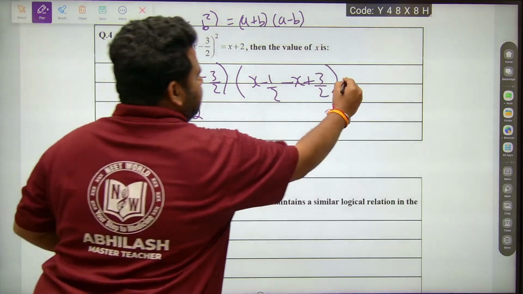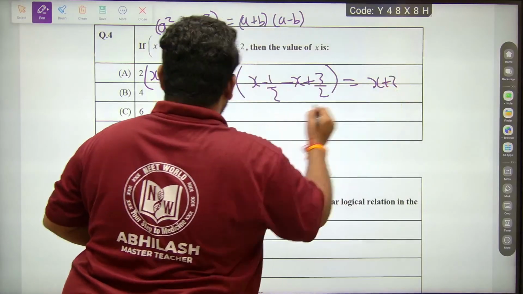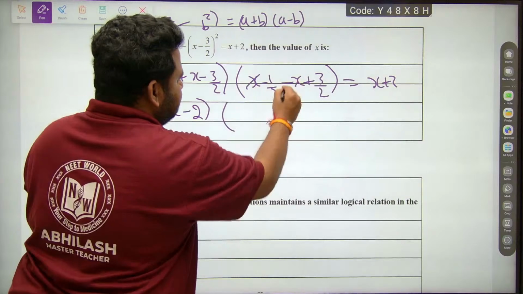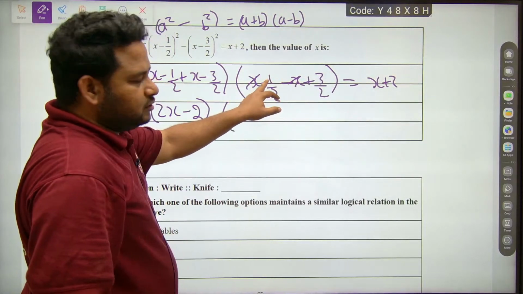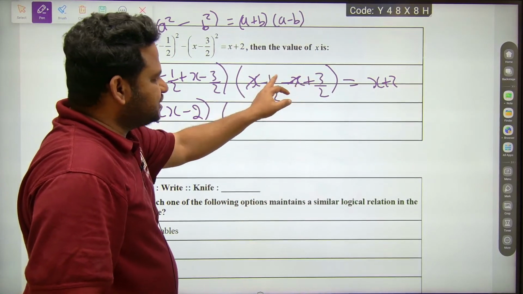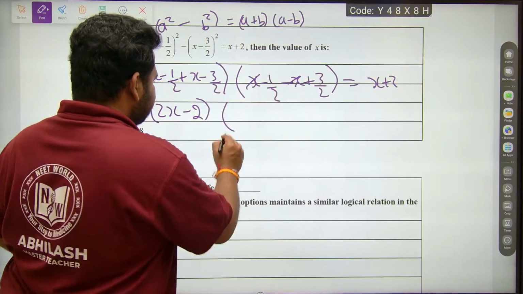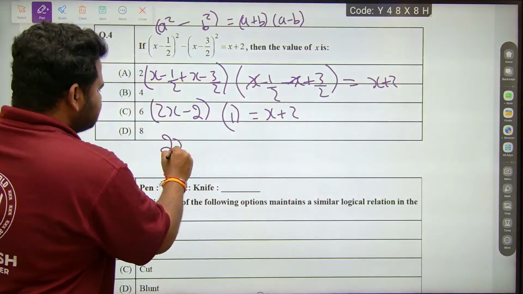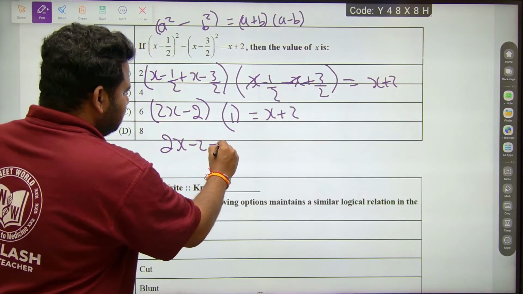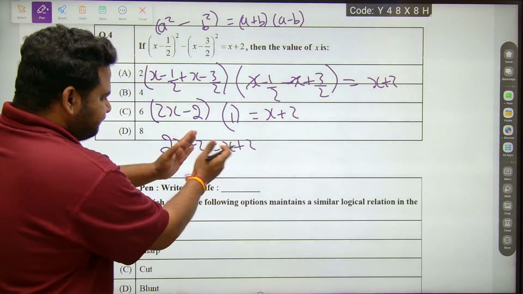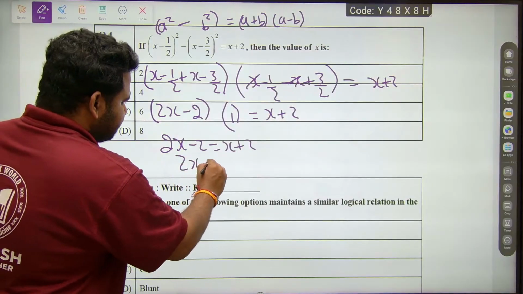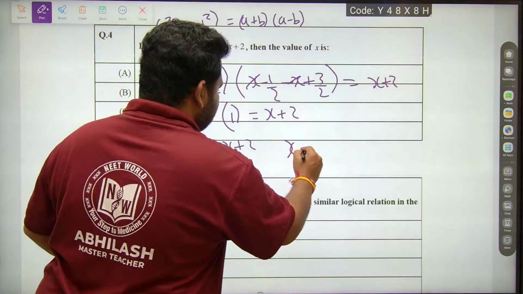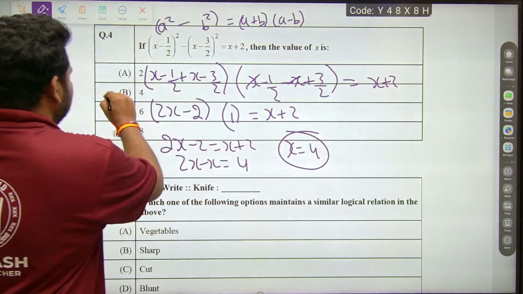This is equal to x plus 2. You have to write it. Here x and minus x cancel, and 3 by 2 minus half is 3 minus 1 over 2, which is 2 by 2, which is 1. Write this as 1 times x plus 2. So we have 2x minus 2 equals x plus 2. If x comes to this side, it becomes 2x minus x, and 2 plus 2 becomes 4. So x equals 4. That answer is option B.